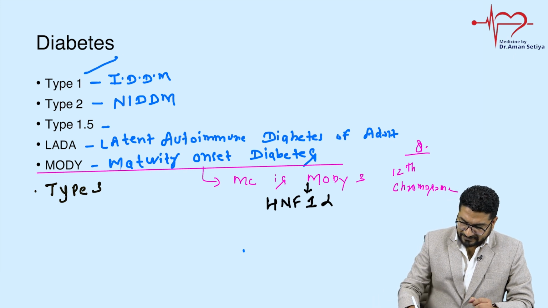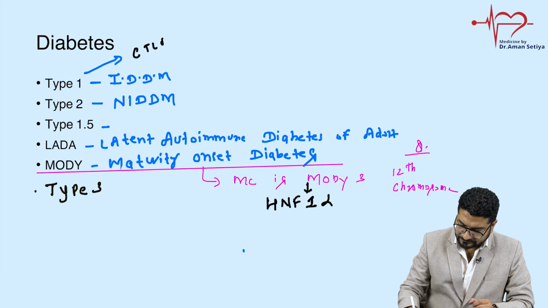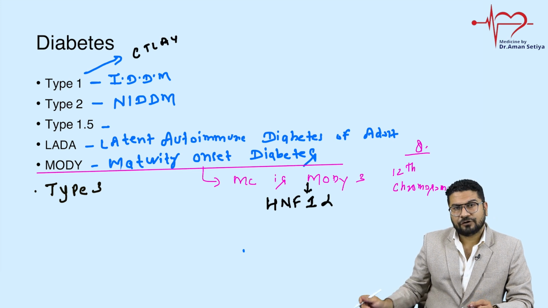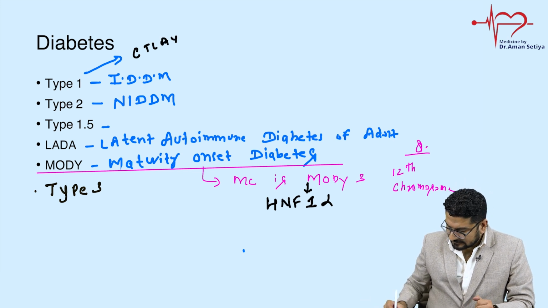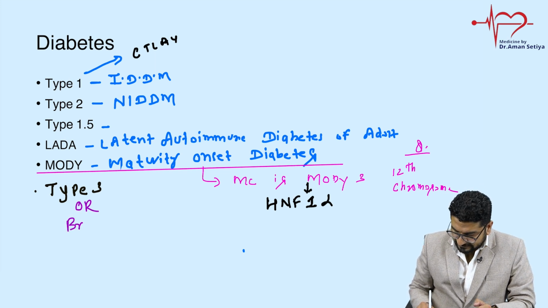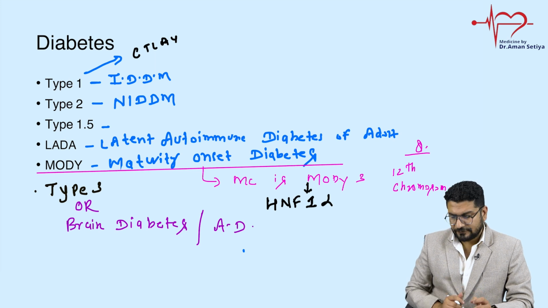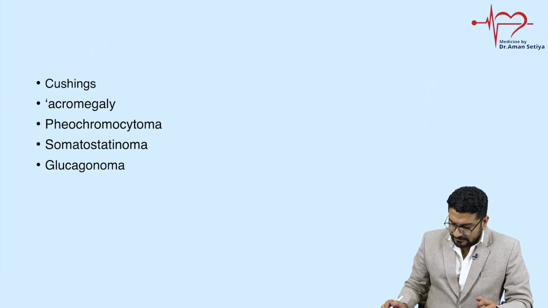Then if I talk about type 1, this type 1 is due to CTLA4 gene. So type 1 is also autoimmune, that is CTLA4. Type 3 diabetes, remember we also call this brain diabetes, or diabetes that is seen in a patient with Alzheimer's disease. So these are some forms of diabetes.